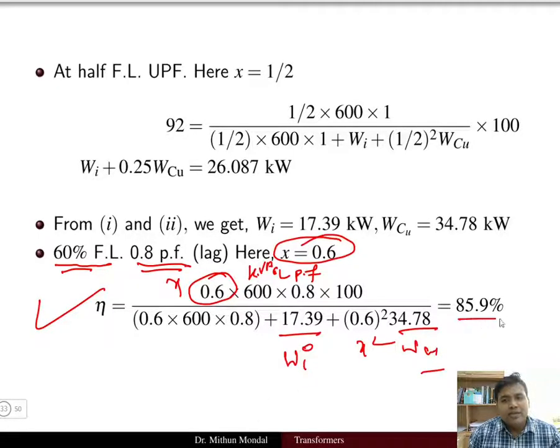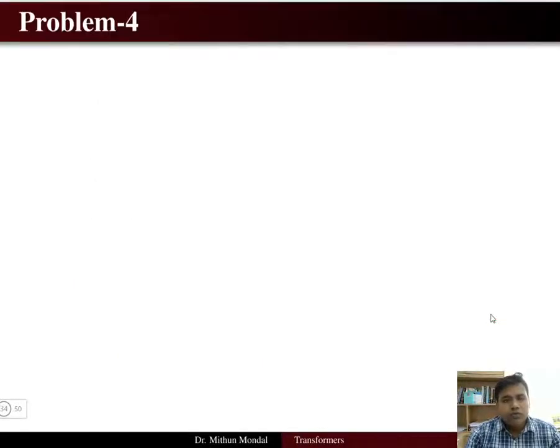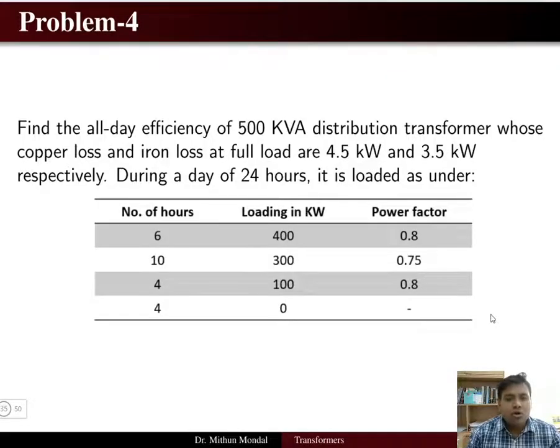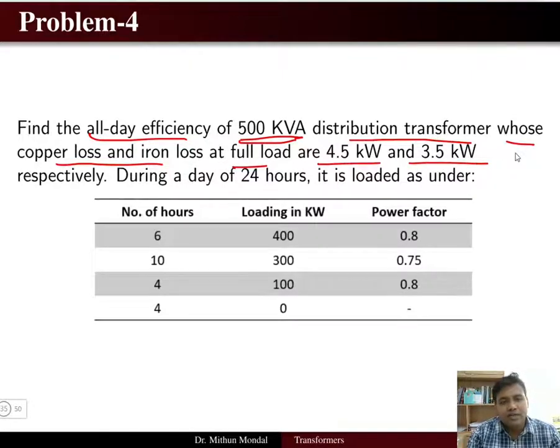So here we get 85.9% as the efficiency at 60% of the full load condition. The fourth problem is based on the all day efficiency of a transformer of rating 500 kVA, and this is a distribution transformer whose copper loss and iron loss at full load are 4.5 kilowatt and 3.5 kilowatt respectively.